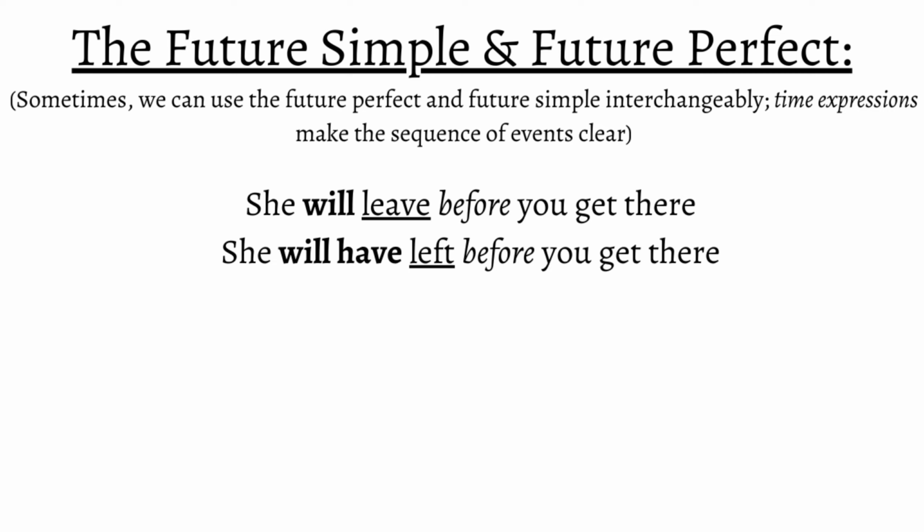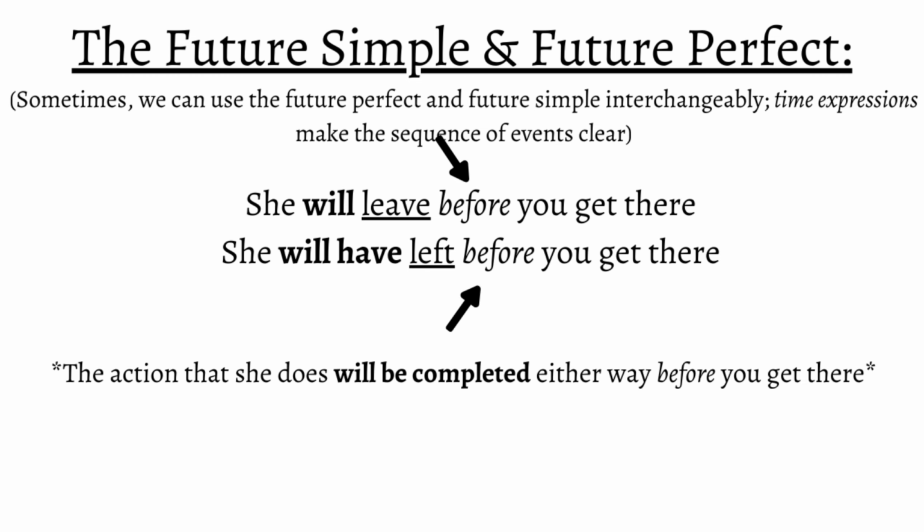Take a look at these sentences. She will leave before you get there. She will have left before you get there. In this case, there is no difference in meaning because the time expression before signifies the sequence of events and that the action she does will be completed either way, before you get there.